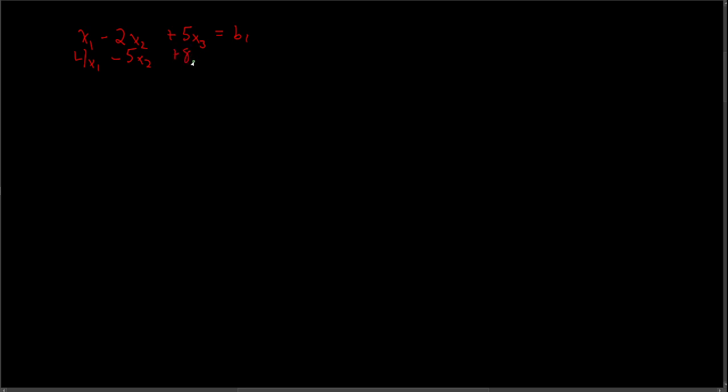And so the inconsistency will come up, and we'll see here as we turn this into a matrix and we row reduce. So in matrix form, I want to give myself some space for the B's.